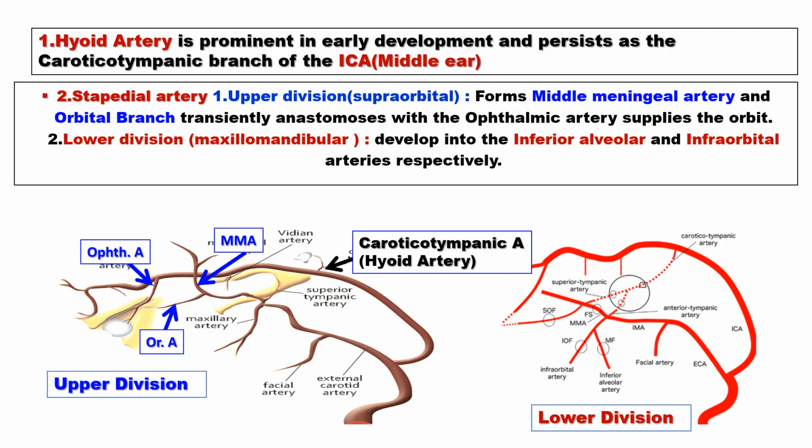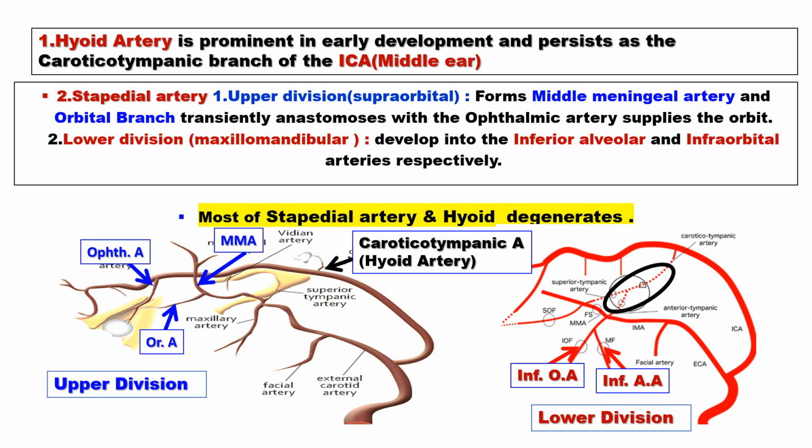The lower division of the stapedial artery is known as the maxillomandibular division. It divides into the inferior alveolar artery, which supplies the lower teeth, and the infraorbital artery respectively. These two finally become incorporated as branches of the maxillary artery. The stapedial artery and hyoid artery finally degenerate.